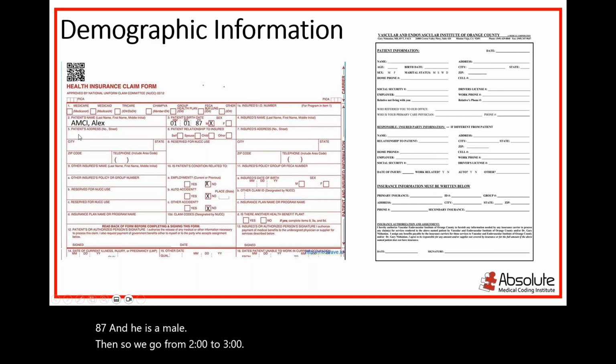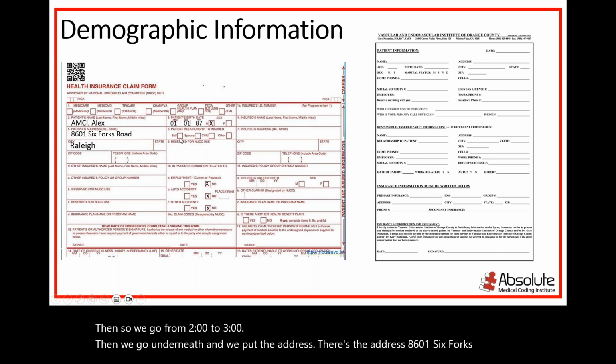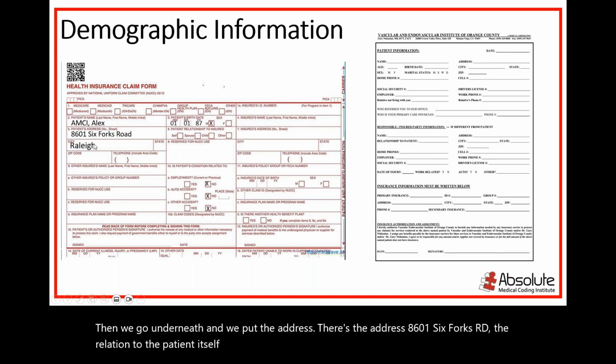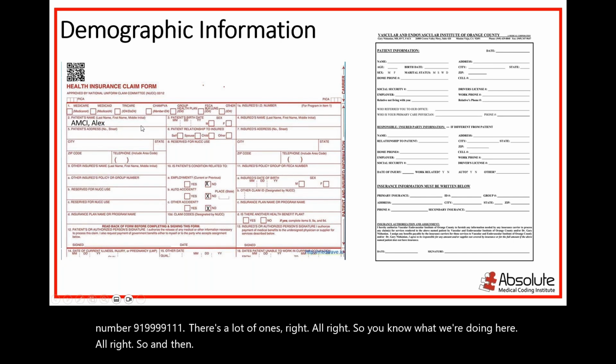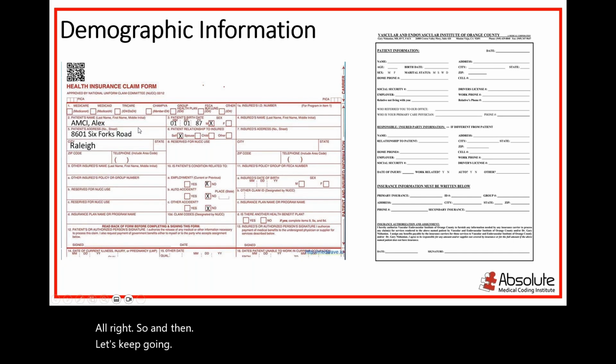Then we go underneath and we put the address. There's the address, 8601 Six Forks Road. The relation to the patient is self, but let's continue. Raleigh, North Carolina, zip code 27615, telephone number 919-999-111. There's a lot of ones, right? All right, so you know what we're doing here. All right, and then, let's keep going. And so we fill that out, and we also said the relationship to the patient is self.